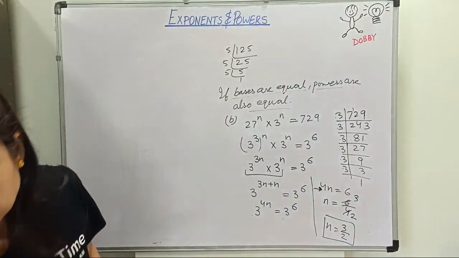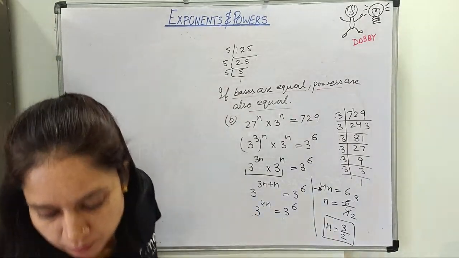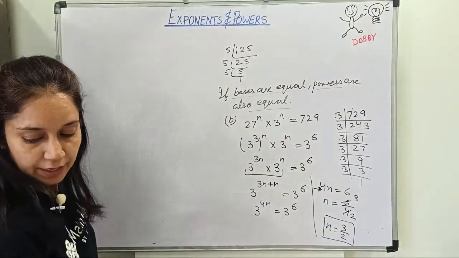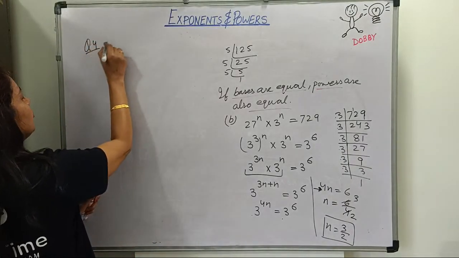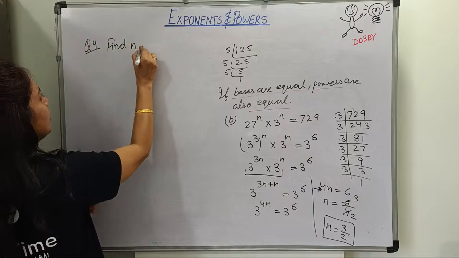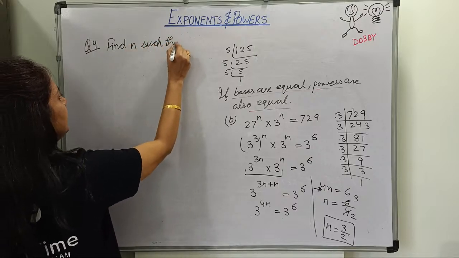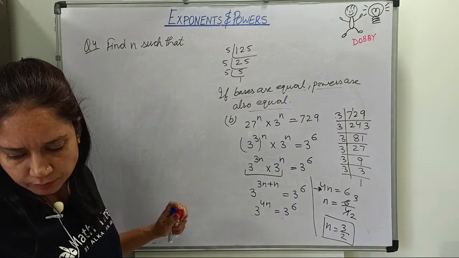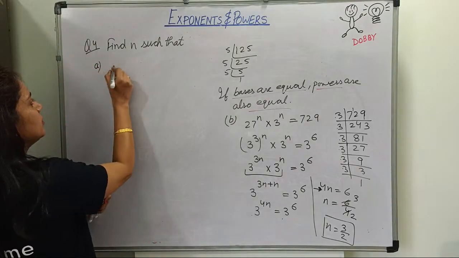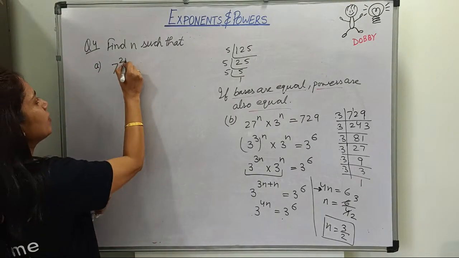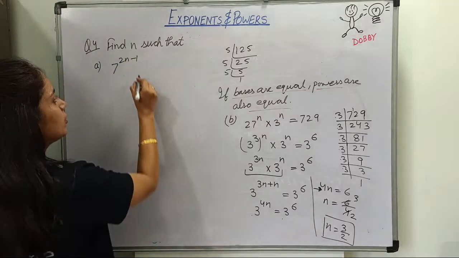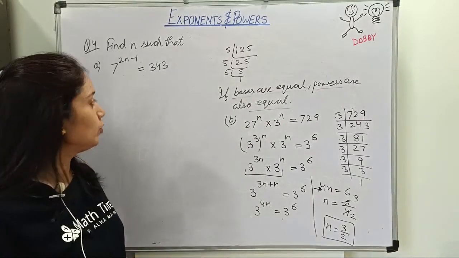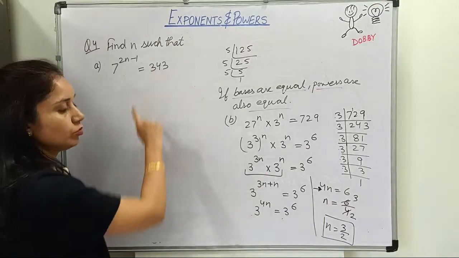The question is, this is also find n such that, question number 4. Find n such that, A part: 7 raised to the power 2n minus 1 equals 343. 7 raised to the power 2n minus 1 equals 343.